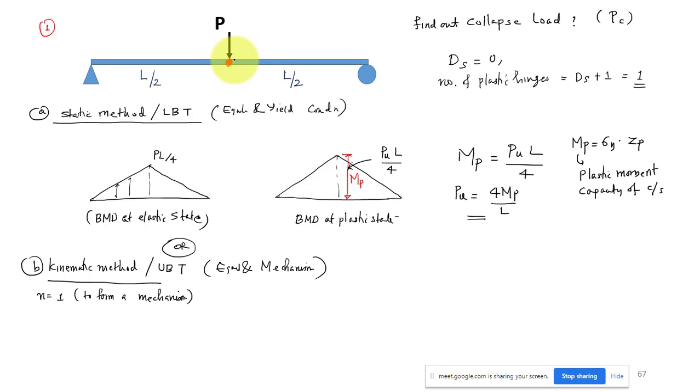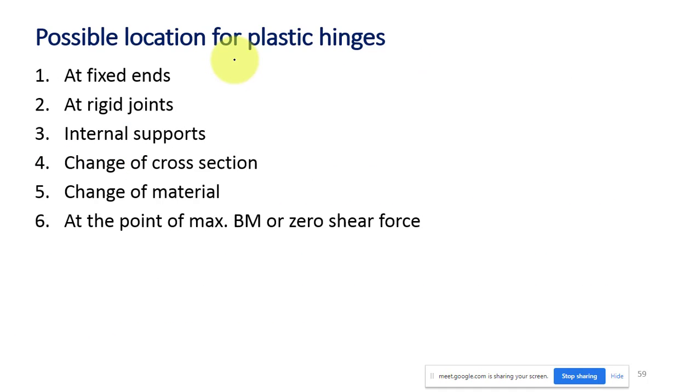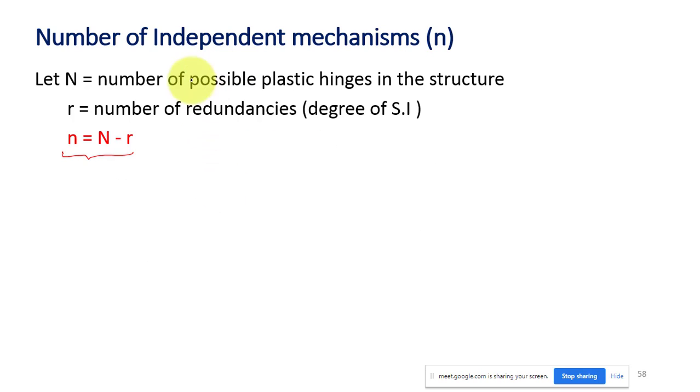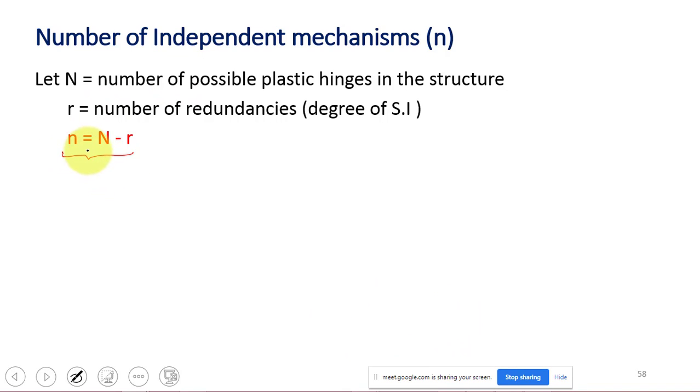As per this slide, how many independent mechanisms will there be? That is N minus r. The possible plastic hinges N, capital N, is equal to 1 in our case. Indeterminacy r is equal to 0. So 1 minus 0, only one mechanism is possible. You can just refer to slide number 58 for that.